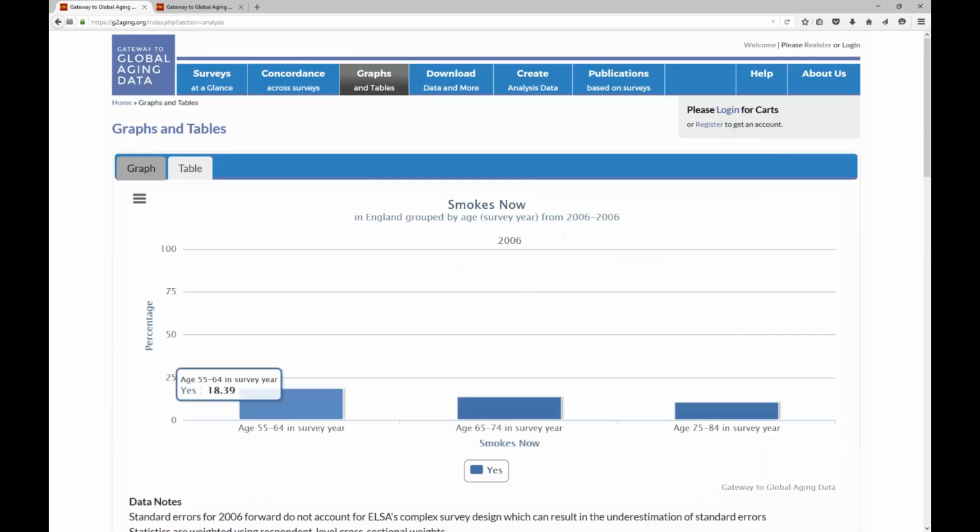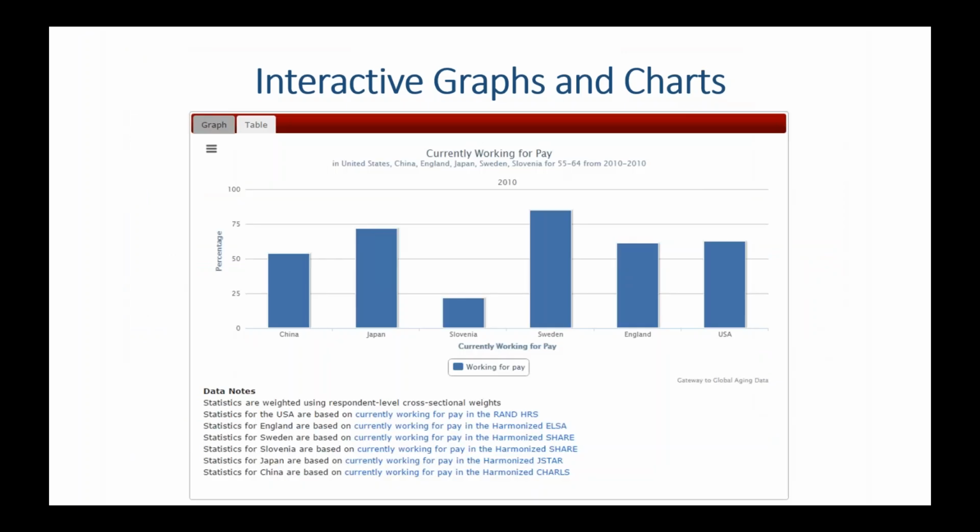So those are our graphs and tables that we've built in. I'll show you a couple other ones. This is that initial graph that we looked at, which is currently working for pay, and I've just added in two other countries here just to show you some extremes, which is we've added Slovenia and Sweden. So you can see that in Slovenia, we've got less than 25% of the population aged 55 to 64 currently working for pay, and in Sweden, it's over 75%. And Slovenia and Sweden are both from SHARE, so we know that this question is asked in exactly the same way. So you get a lot of interesting cross-country variation, which you can then start to look at.